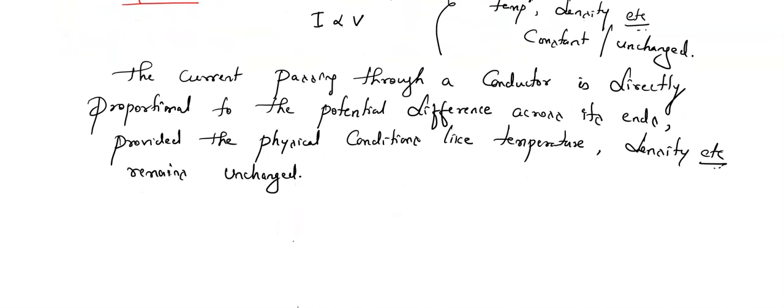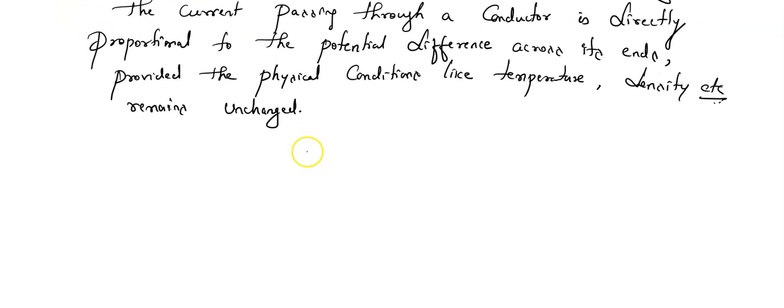So this is the statement of Ohm's law, and here you can write one line: V is directly proportional to I, or I is directly proportional to V. Both are one and the same. That is, potential difference is directly proportional to current, or current is directly proportional to potential difference.